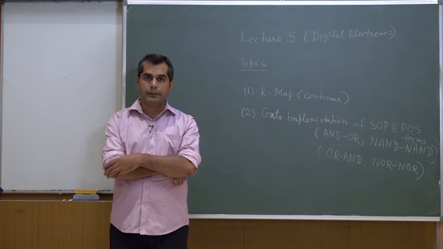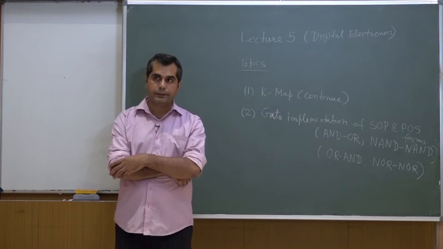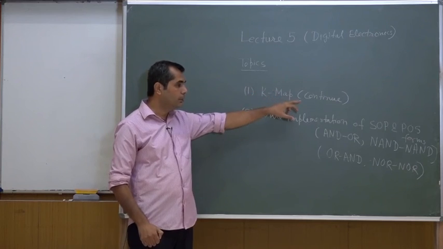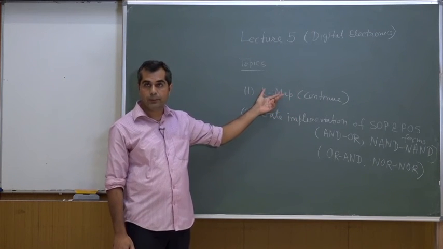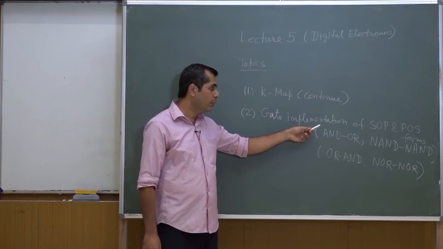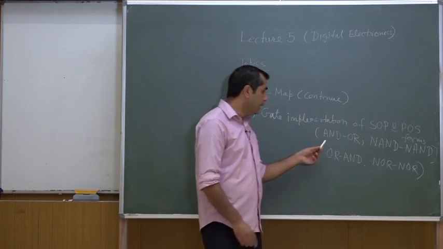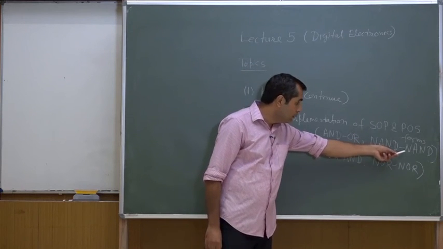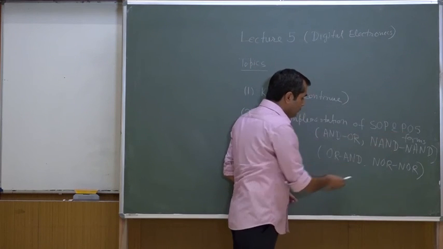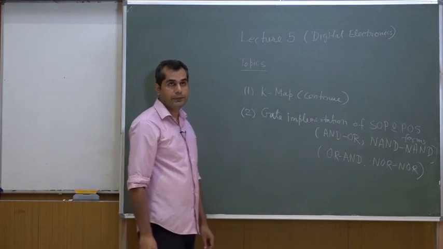This is the fifth lecture on the topic digital electronics, and the content for today's class is the K-map, which we will continue. A portion we have already completed in the previous class. The second topic will be gate implementation of sum of product and product of sum form. That gate implementation will be done using AND-OR gate and NAND-NAND gate for sum of product form, whereas for product of sum we can use the OR-AND and NOR-NOR combination for implementation.